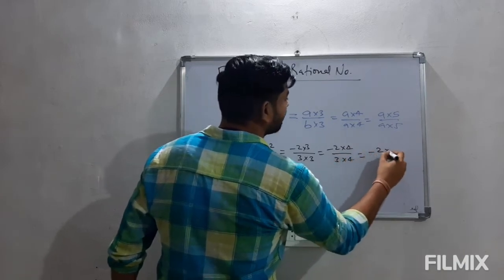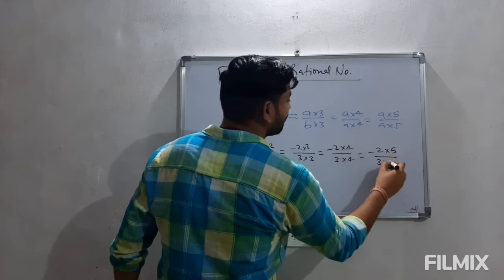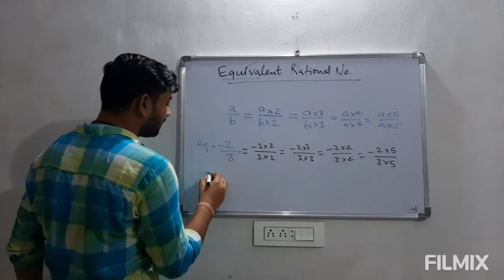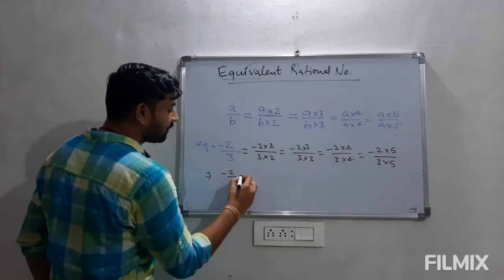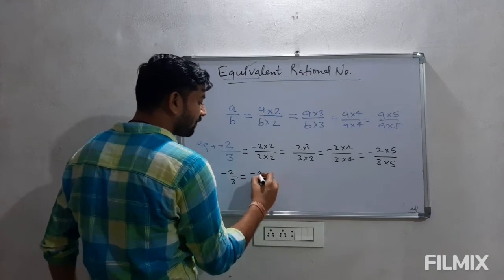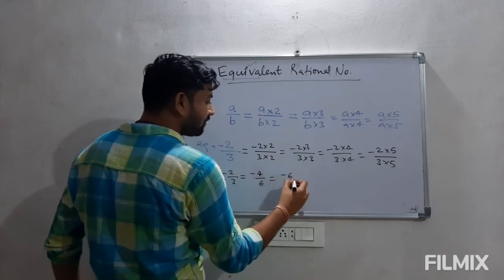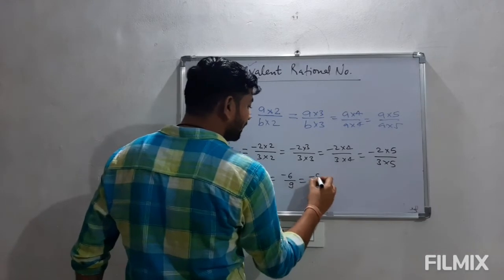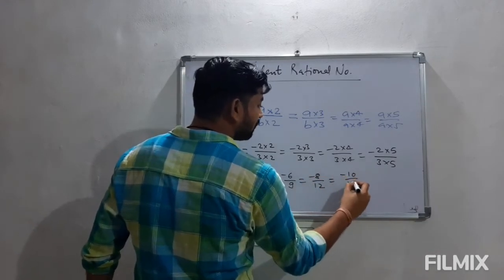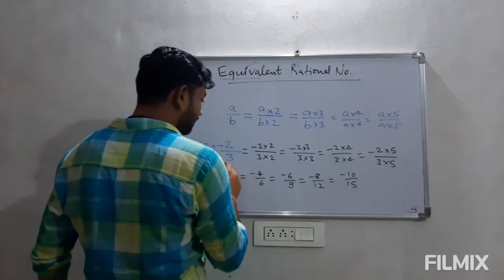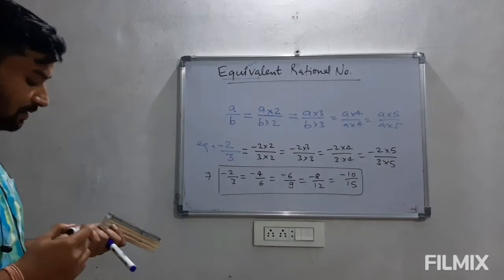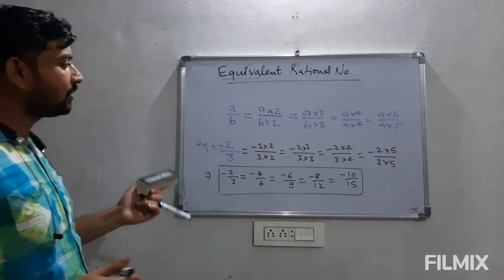Then I will multiply with 5. So this way we multiply the same number in numerator and denominator and get the equivalent. So here by multiplying, what we get? Minus 4 upon 6. From here we are getting minus 6 upon 9. From here we are getting minus 8 upon 12. From here we are getting minus 10 upon 15. So these are the equivalent of this rational number. So this is how we find out the equivalent.